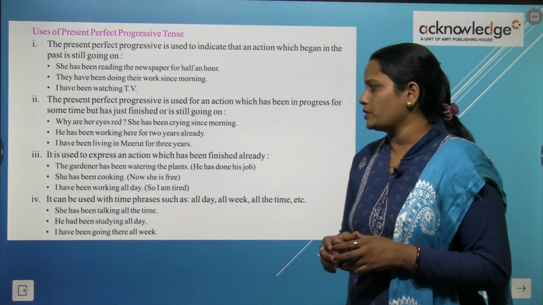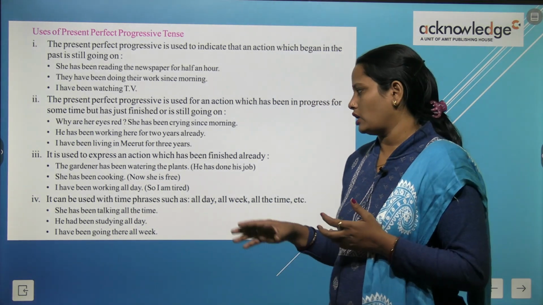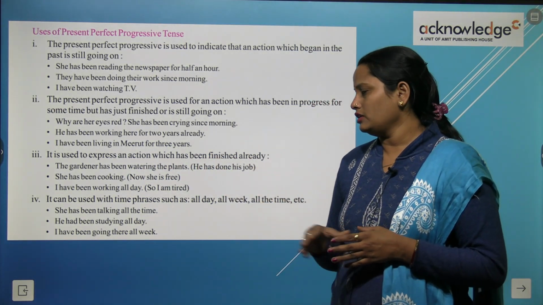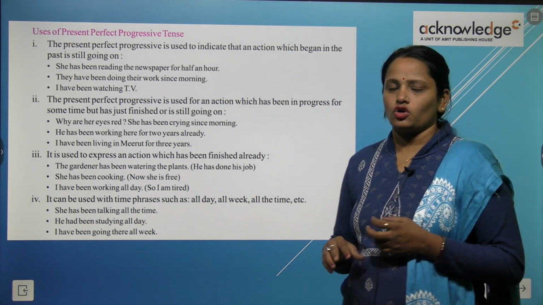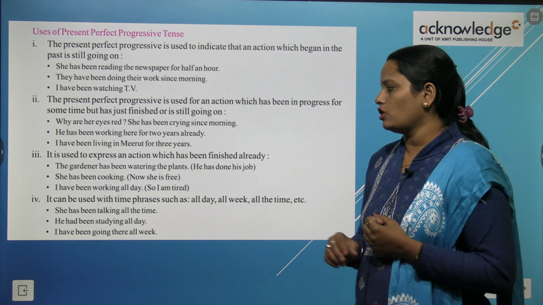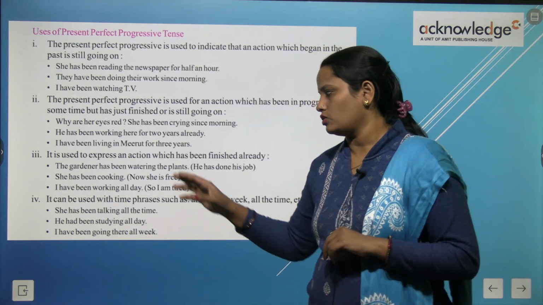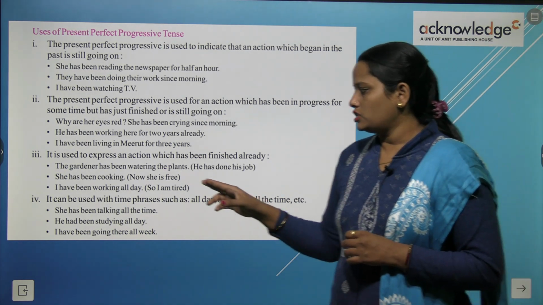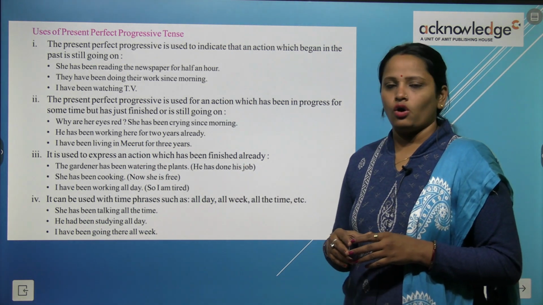Next, it is used to express an action which has been finished already. So an action that has already finished. The gardener has been watering the plants. She has been cooking and I have been working all day. So when the gardener watered the plants, he has done his job. Now his work is finished. She has been cooking. Now her work is finished. I have been working all day, so I am tired. So after working all day, now I am tired, so I am not doing that work now. It can be used with time phrases such as all day, all week, all the time, etc. She has been talking all the time. He had been studying all day. I have been going there all week.